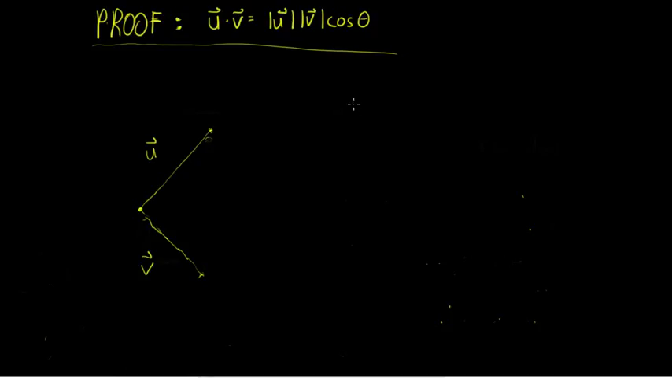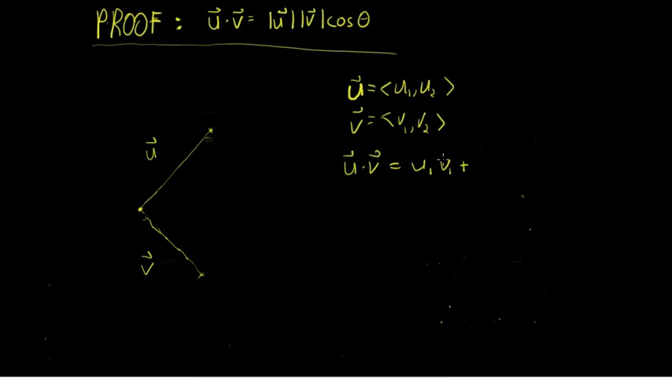So we know that the dot product of any two vectors, let's say u and v, and let's say these are vectors in R2, so u is (u1, u2) and v is (v1, v2). And we know this dot product is defined as the sum of products of corresponding components of u and v. So in this case, u1 v1 plus u2 v2.